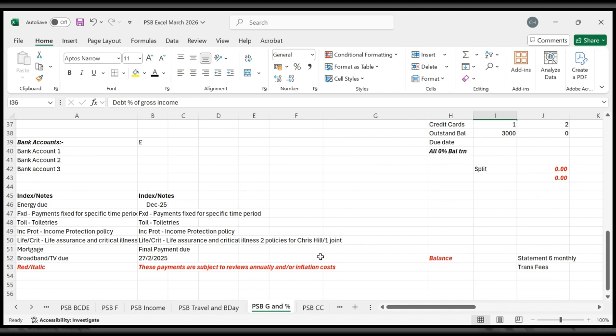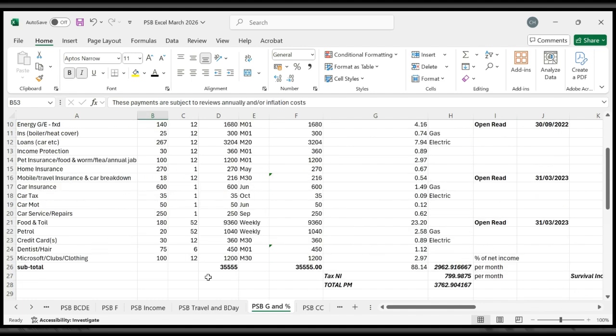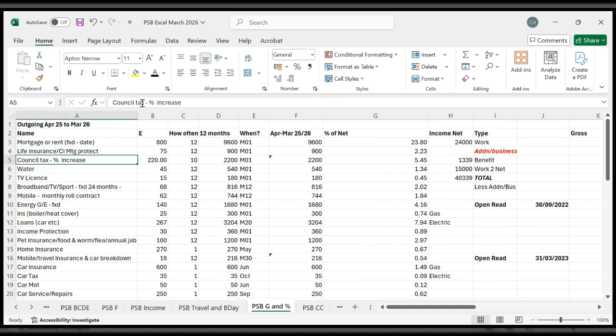And I think the final thing that I didn't get a chance to finish off in the last video was the payments that are subject to reviews, annual or inflation costs. So that certainly helps in terms of that percentage figure. So council tax is one. It's bold and italic.